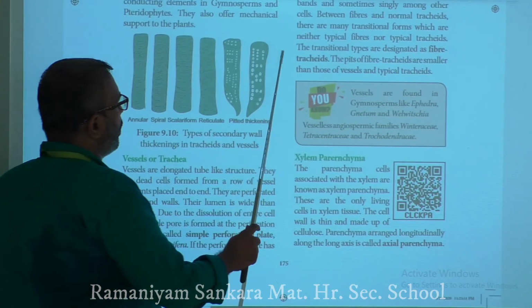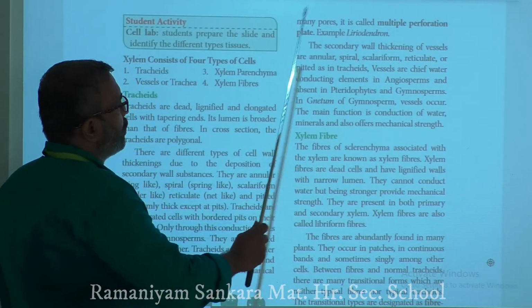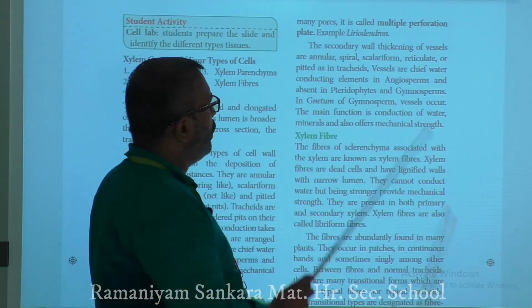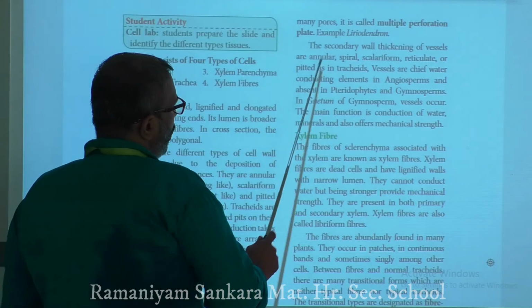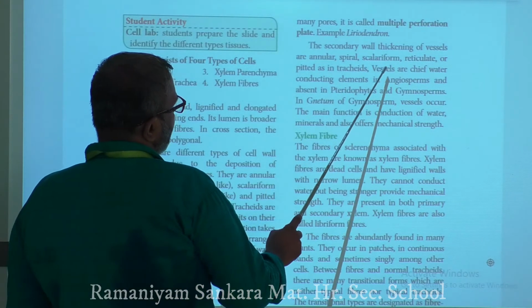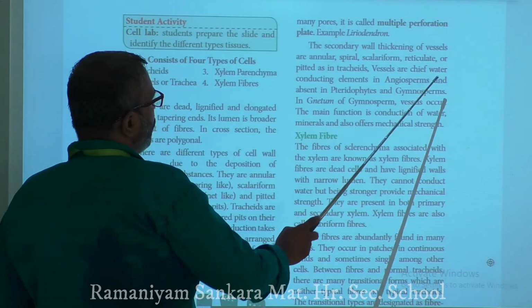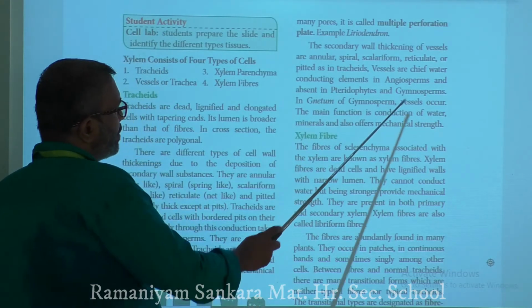Their perforation plate has many pores; it's called a multiple perforation plate. Example, Liriodendron. The secondary wall thickening of vessels is annular, spiral, scleriform, reticulate or pitted, as in tracheids. Vessels are the chief water conducting elements in angiosperms and are absent in pteridophytes and gymnosperms.